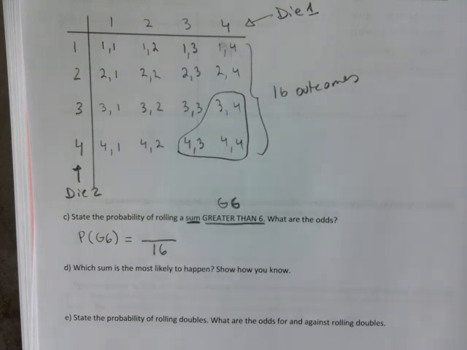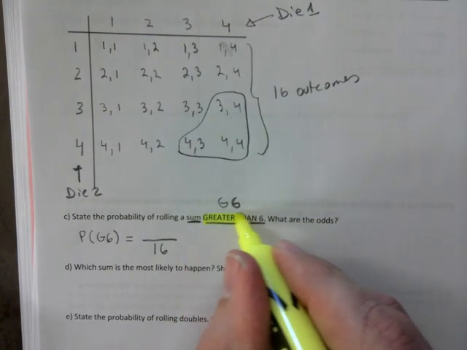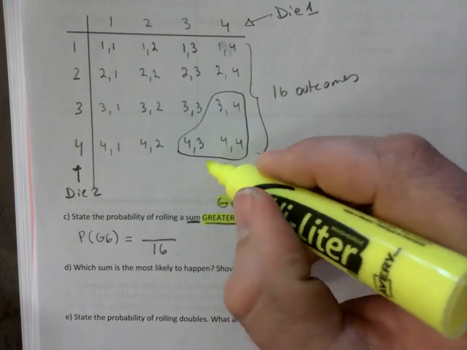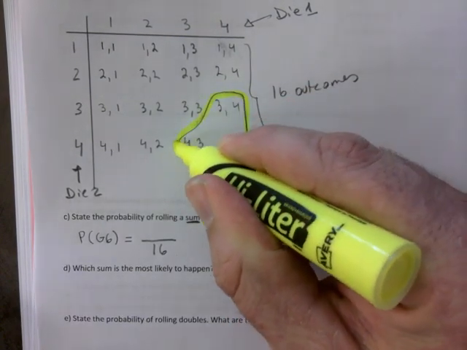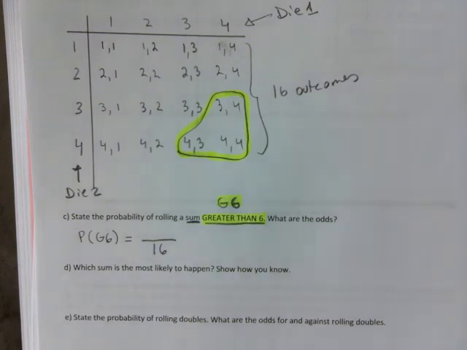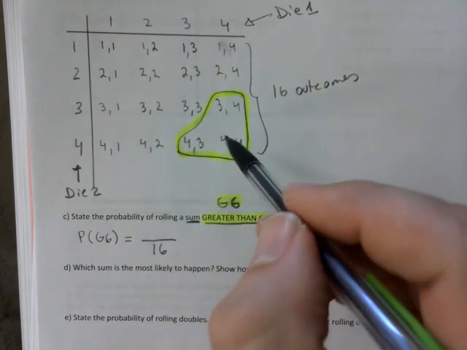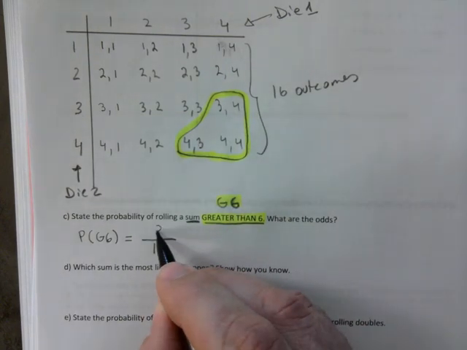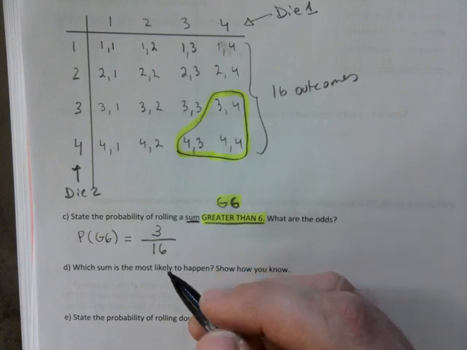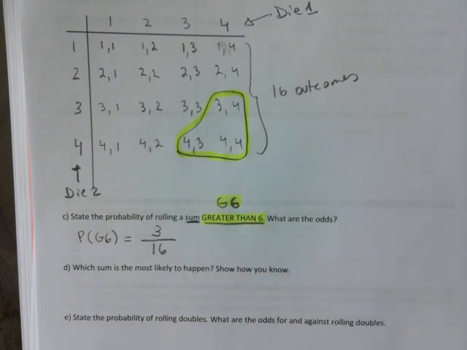I'm going to use a highlighter for that. So G6, right, is right here. These combinations here will result in a sum greater than 6. How many do we have? 1, 2, 3. 3 combinations. 3 out of 16. Bingo. There, you're done.